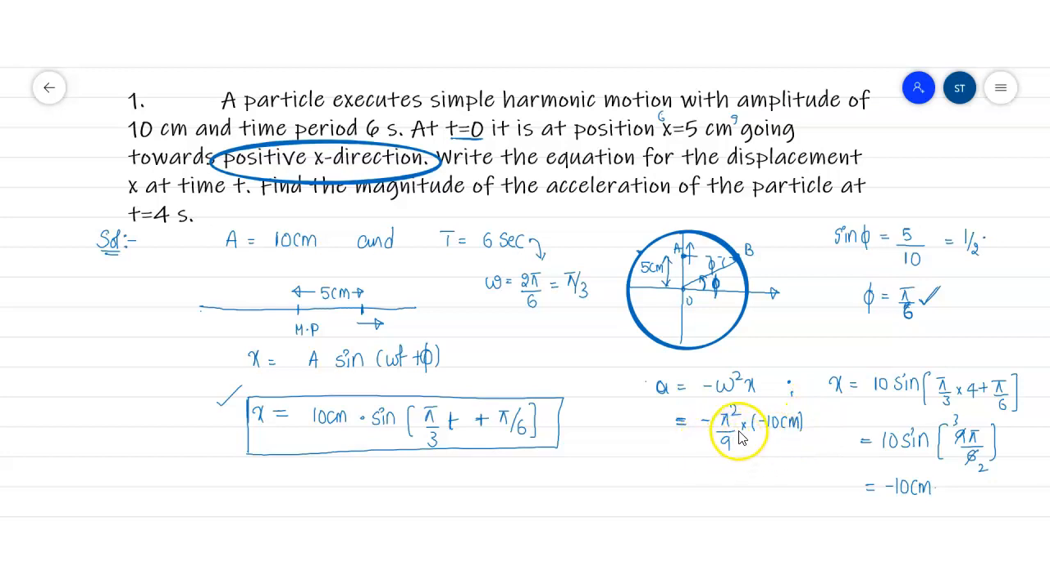Here I am giving you the approximate value. Pi square you can take approximately equal to 10. So 10 into 10, 100, 100 divided by 9, which will be approximately equal to 11 centimeters per second square. So these will be the two answers which they have asked in the question, which is the acceleration at t is equal to 4 seconds and the expression for the displacement of the particle with time. Thank you.